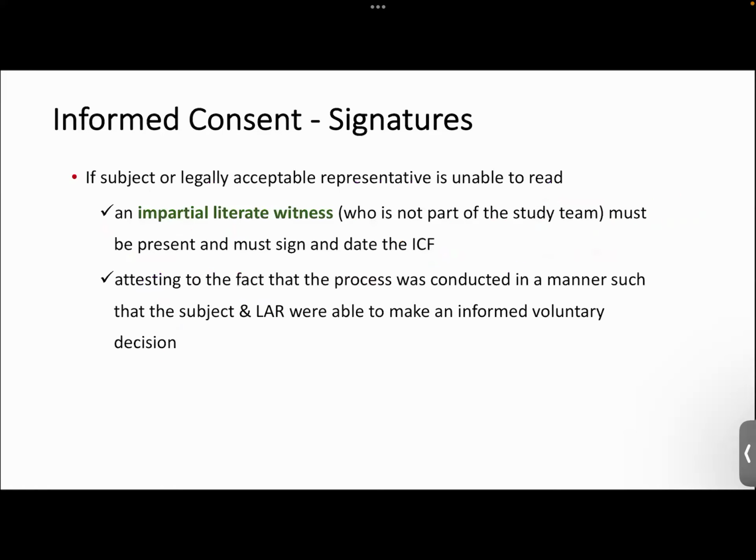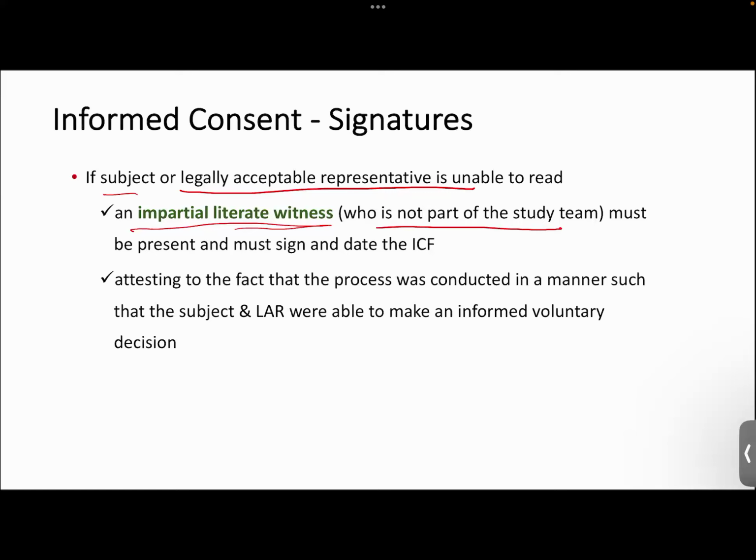Now, suppose the subject or the legally acceptable representative is not able to read and write. That happens, like my grandmom, she was not able to read and write. So in that case, an impartial literate witness is required. But that person should not be part of the study team. Very important. It's not like that nurse standing there can be an impartial witness.